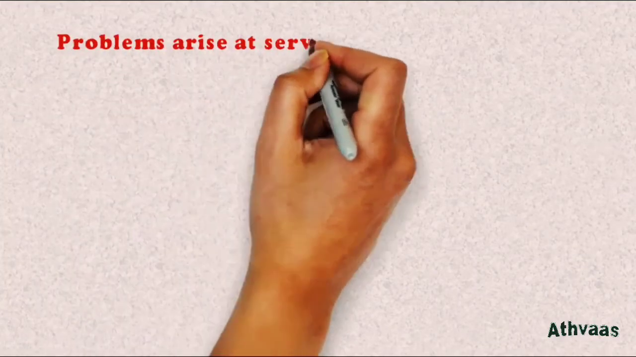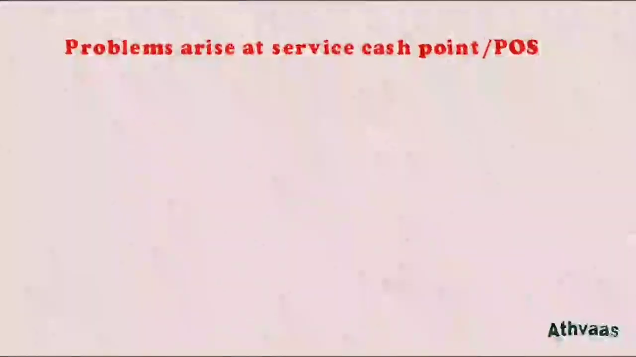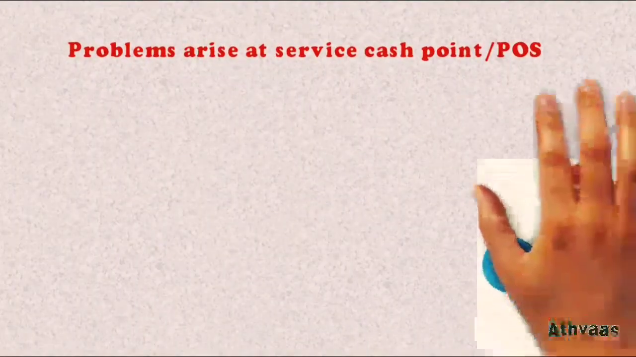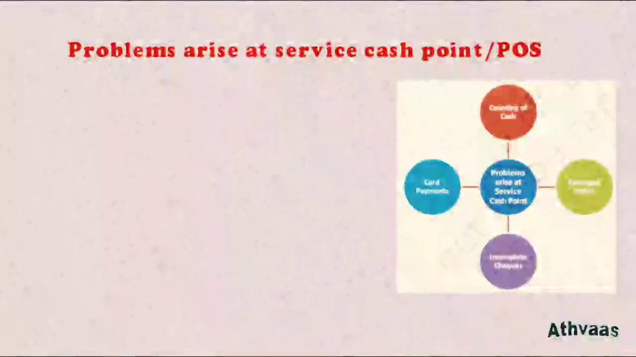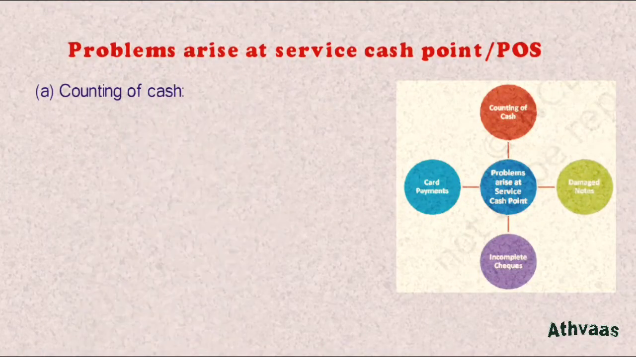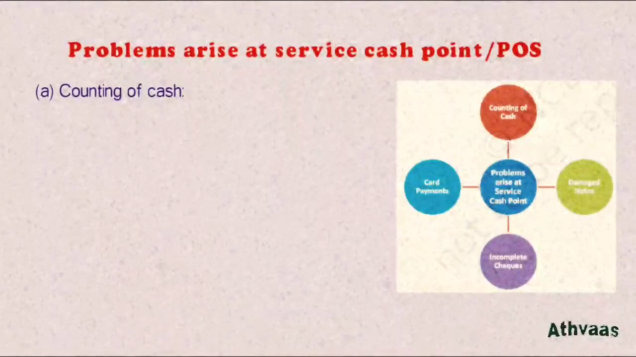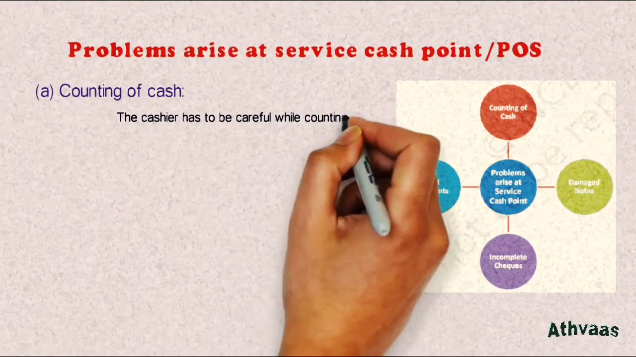Now let us see what the various problems are that arise at the service cash point, or what we call the point of sale. Some of these problems are counting of cash, card payments, damaged notes, and incomplete checks. Let's discuss these one by one. The first one is counting of cash. There are many problems that happen during counting of cash because handling of cash is a tricky affair.